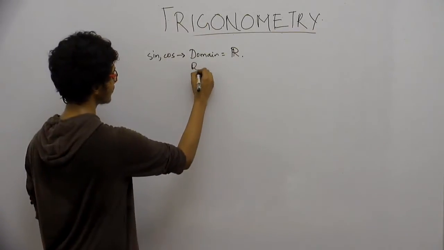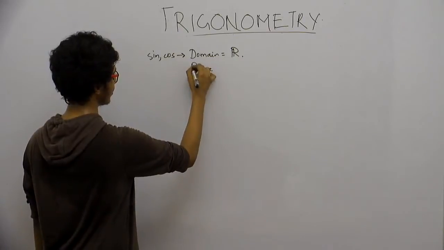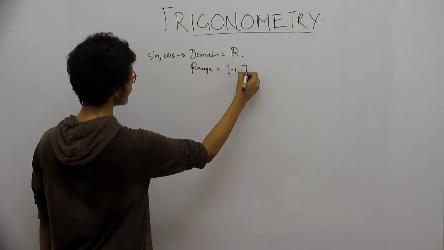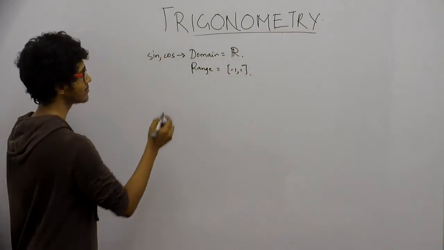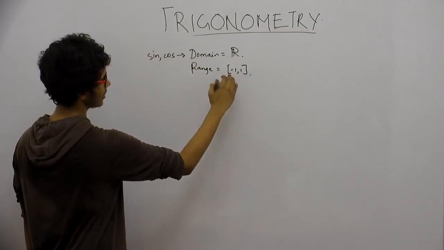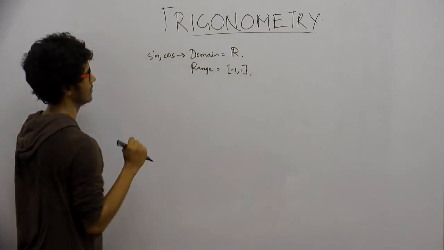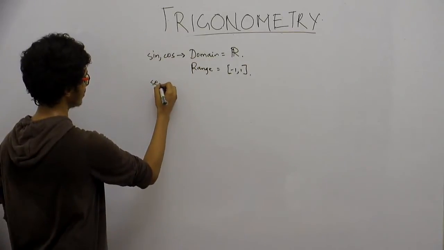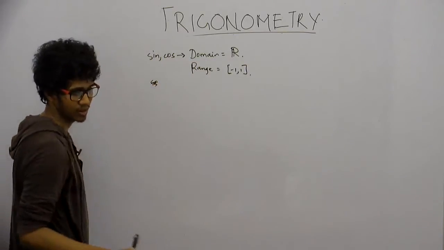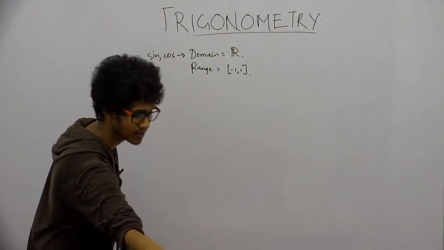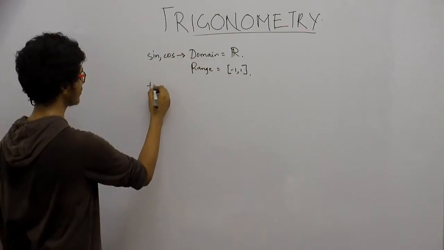But the range, they only give us values in the range -1 to 1. These brackets are used to indicate that the range is between -1 and 1, but it also includes -1 and 1. Okay, let's go for sec, cosec, tan, cot. They are a bit different. Let's see for each. Let's go for tan only first.